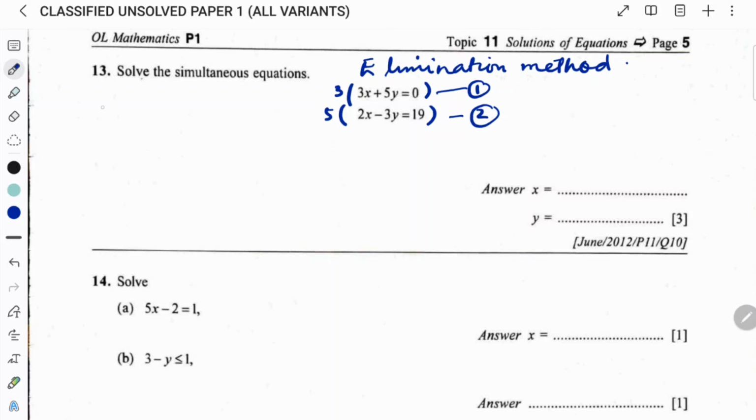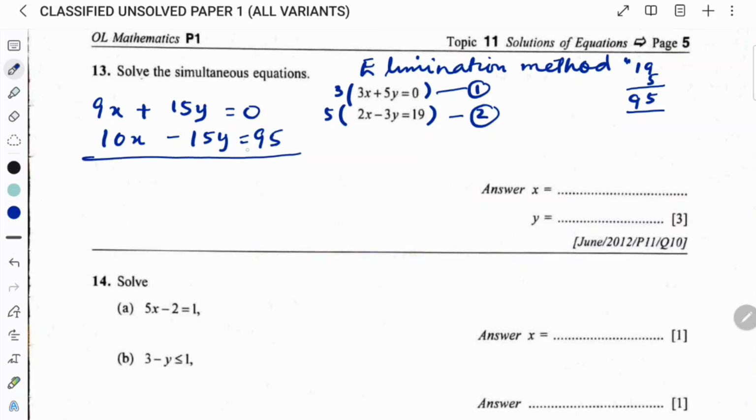3 times 3 is 9x plus 3 times 5 is 15y, and 0 times 3 is 0. Then 5 times 2 is 10x, and minus 5 times 3 is minus 15y, equals 5 times 19, which is 95. Now 10x plus 9x is 19x, 15y minus 15y is 0, equals 0 plus 95, which is 95, and we know that 95 over 19 equals 5.